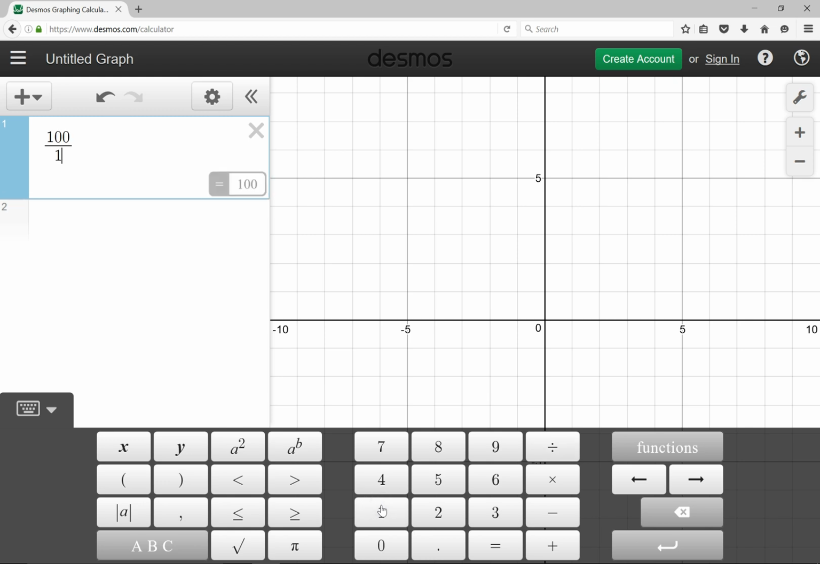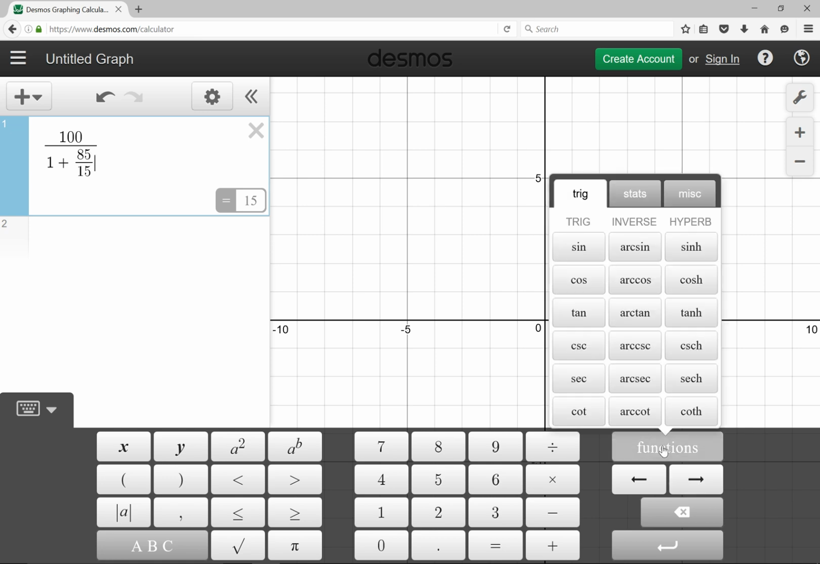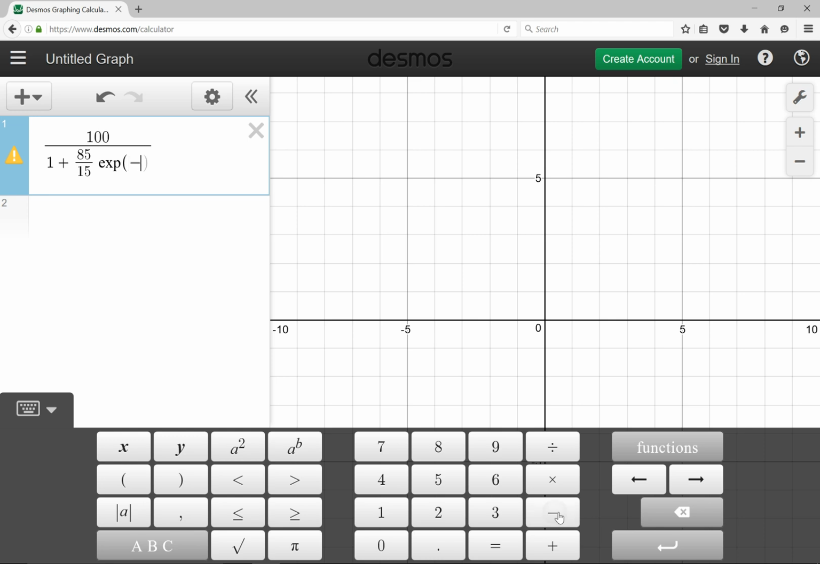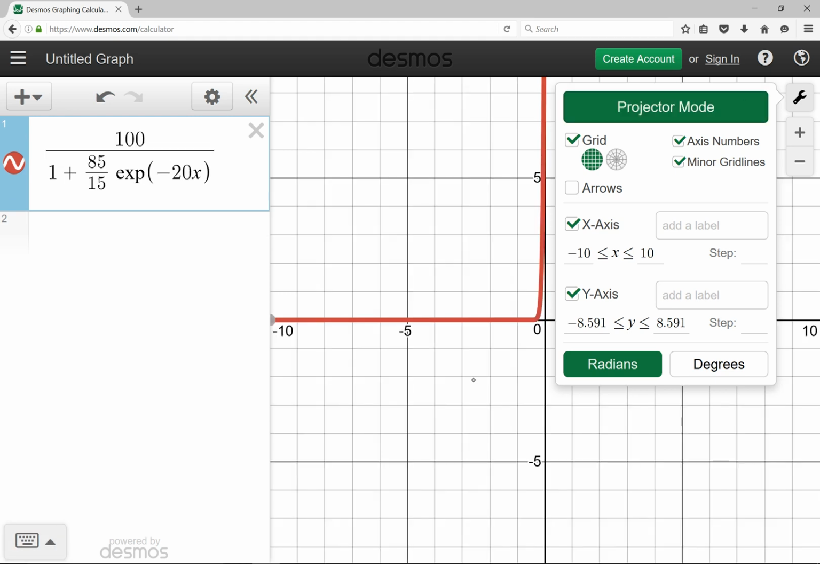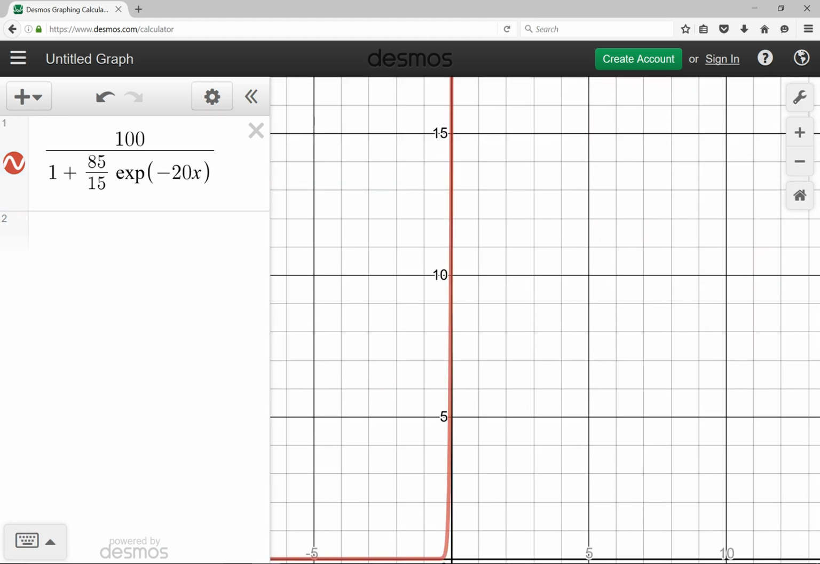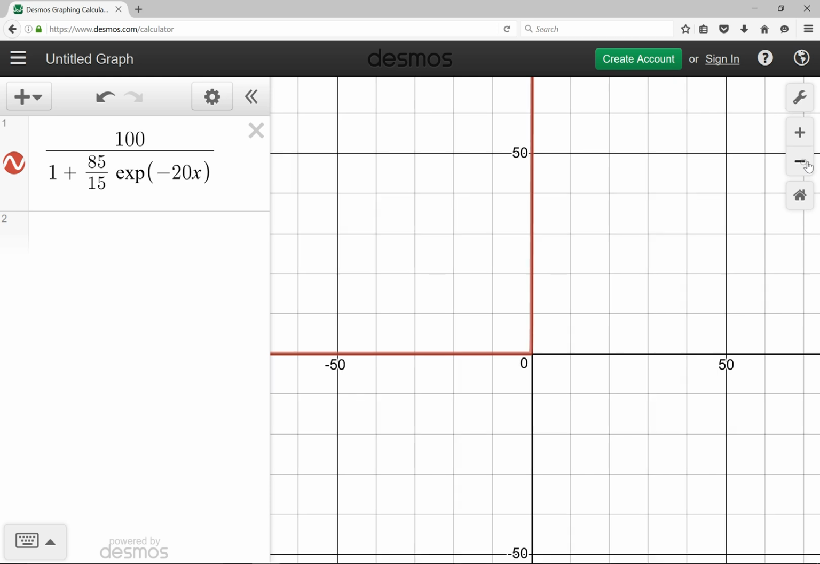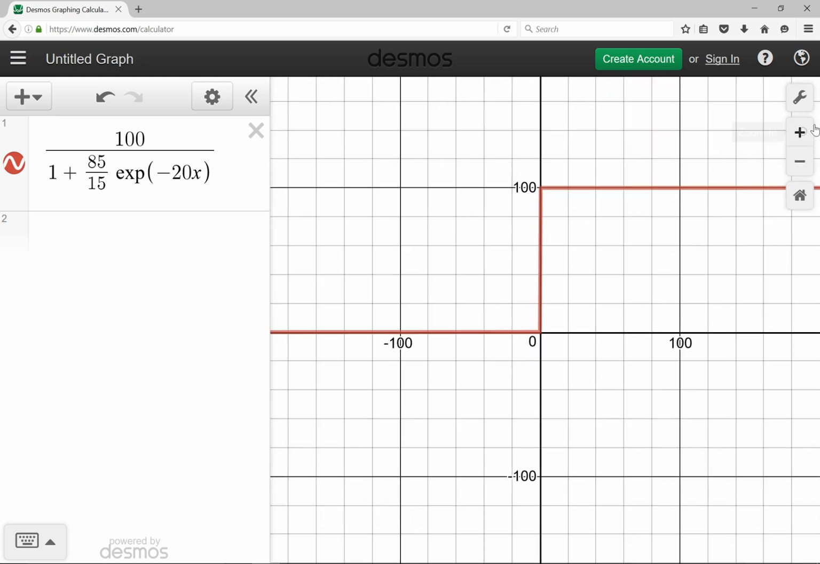Now, 1 plus, what was it? 85 divided by 15? 85 divided by 15. E to the negative 20x. Bam. Okay, cool. Now, that goes up there fast. Okay, now, let's drag it out a ways. Yeah, no, it goes up fast.